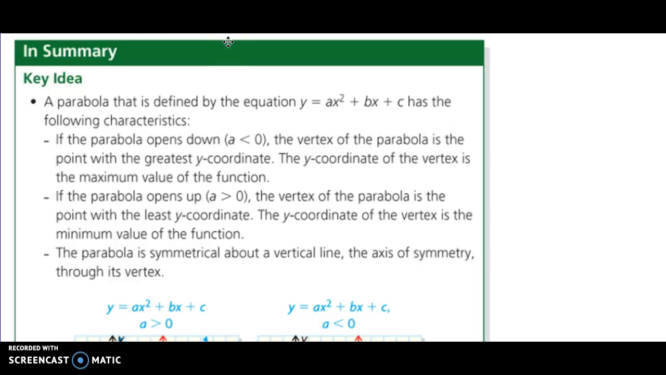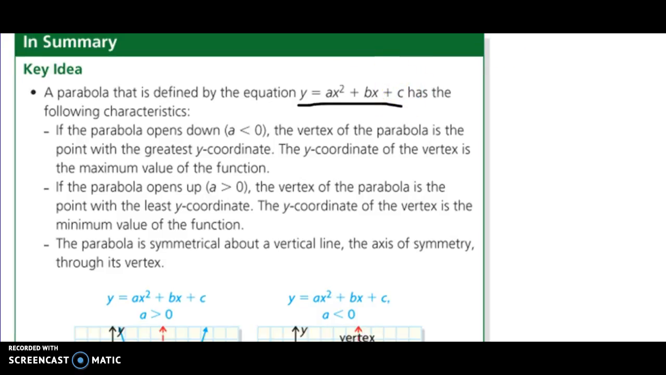Okay, so this is a summary on page 368 for section 7.2, and I just wanted to go over this before I show you how to use a graphing calculator. So this is again talking about standard form of a function. The value in front of the x squared is a, the value in front of x is b, and the constant is c. All these points tell us something about the parabola.